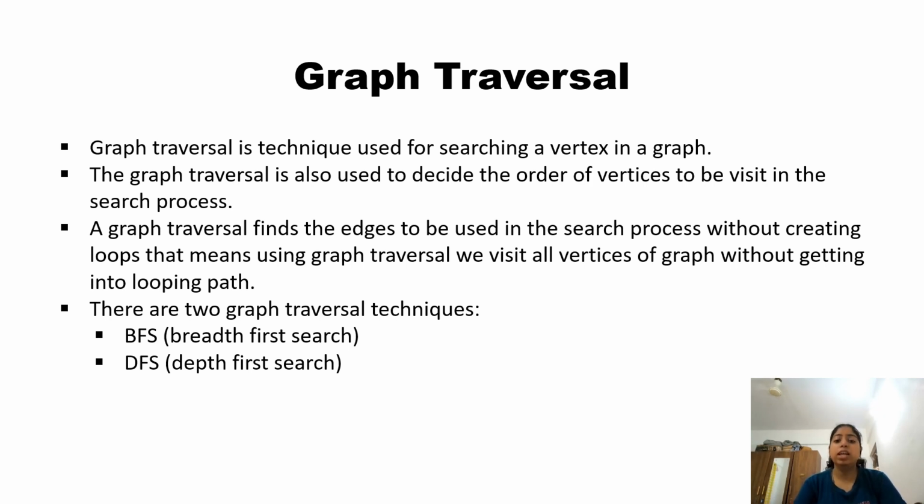Graph traversal is a technique used for searching a vertex in a graph. The graph traversal is also used to decide the order of vertices to be visited in the searching process. A graph traversal finds the edges to be used in the searching process without creating any loops. That means using graph traversal, we can visit all the vertices of the graph without getting into any looping paths.